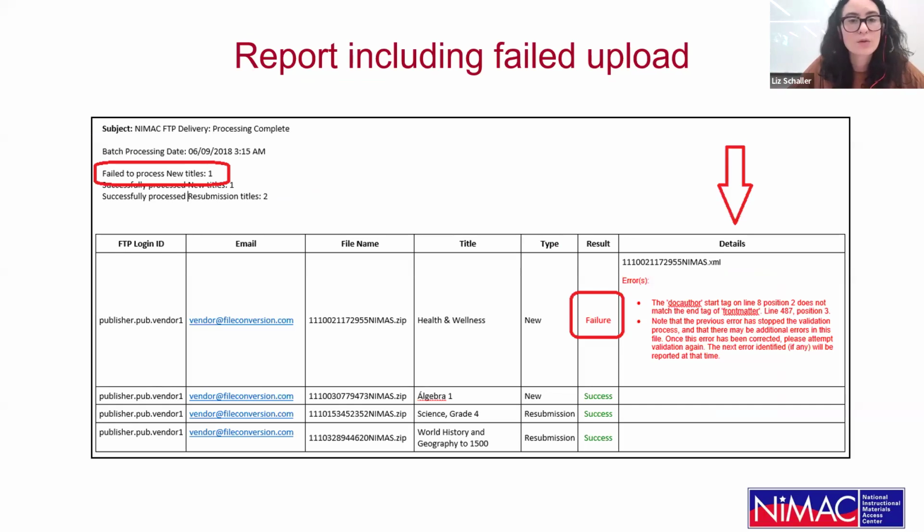On this screen here, we have a report that includes a failed upload. So again, at the top left, you'll see the status of all of the uploads, and there's a failed to process new title listed there. So when you look down at each individual title in the results column, there's one listed as a failure to upload. And then beside that, you have details. In this case, it shows that there was an error in the XML file with the doc author tag. And it actually notes that that previous error stopped the validation process so that there may be additional errors in the file. So it should outline what needs to be corrected in order for you to successfully resubmit the file.